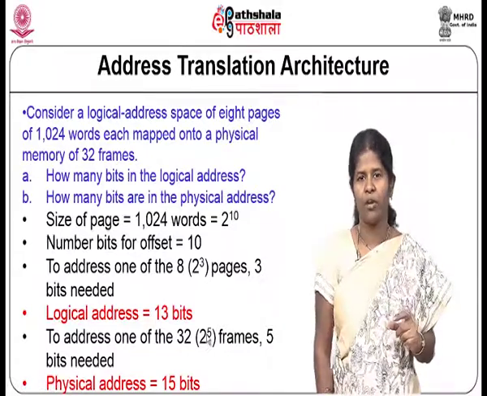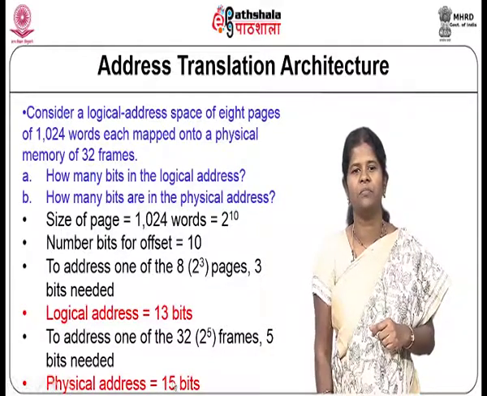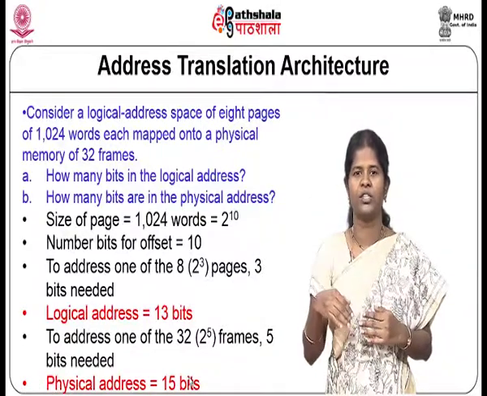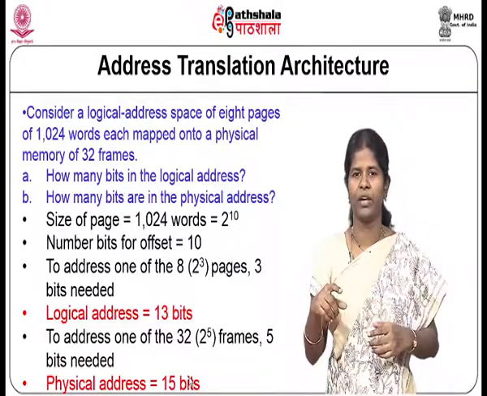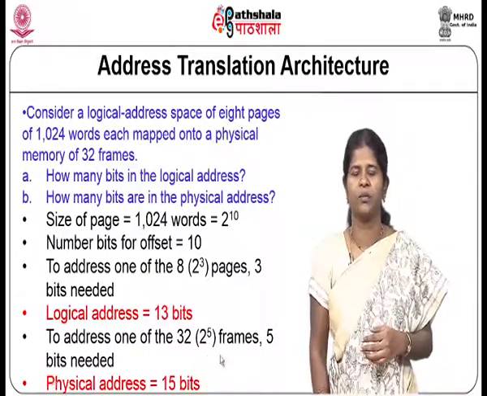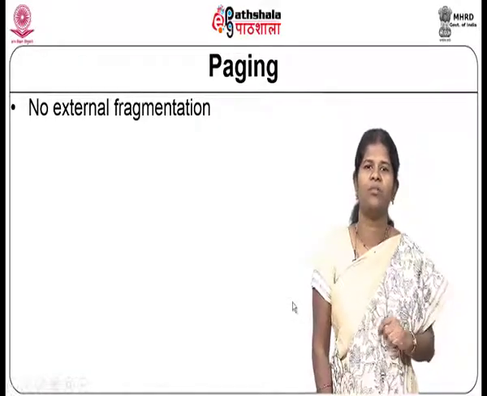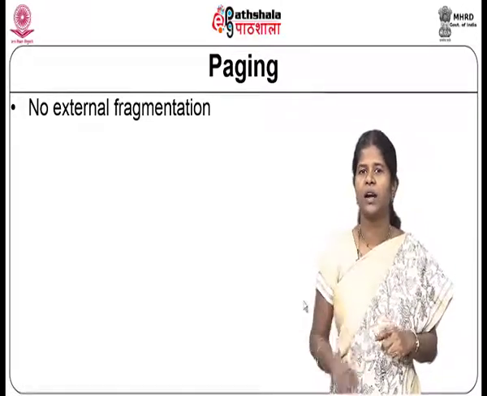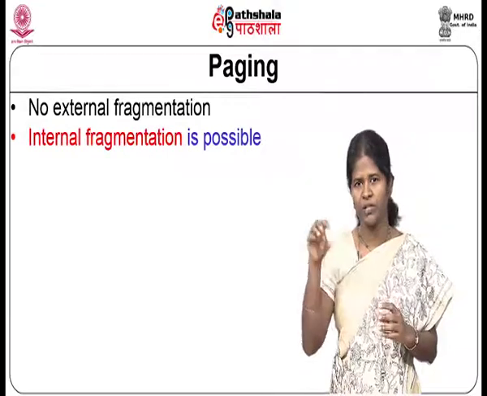needed for addressing one of the 2 power 5 frames. And hence you have 15 bits for the physical address, 10 bits to address one of the different bytes you have within a particular frame, and then the remaining 5 bits to address one of the different frames that you have available in the physical memory. And now this paging does not have external fragmentation. Why no external fragmentation? Because you have got fixed size frames in the physical memory, and you are putting only these pages into the fixed size frames.